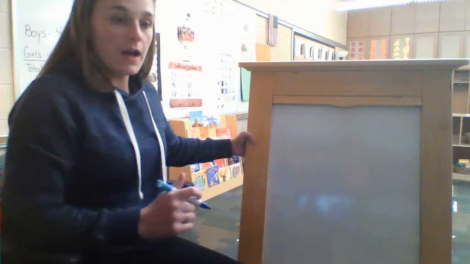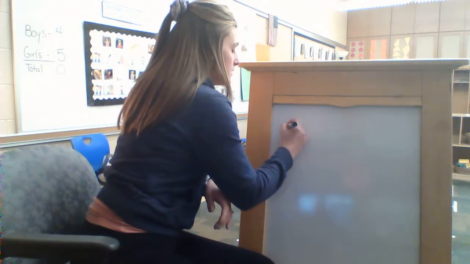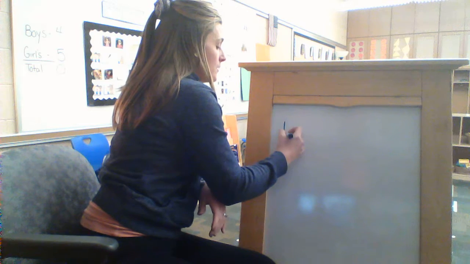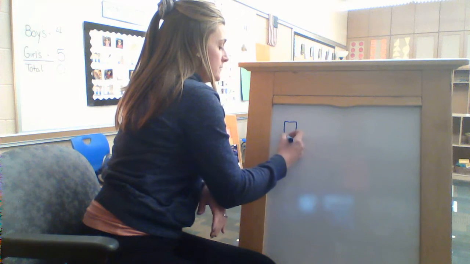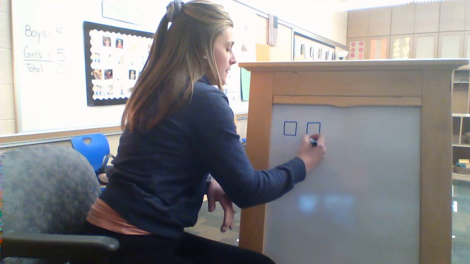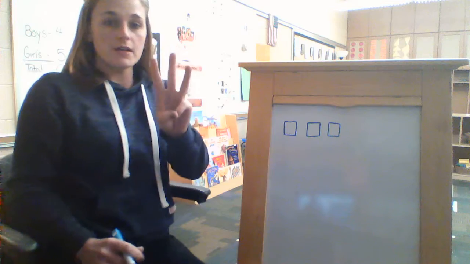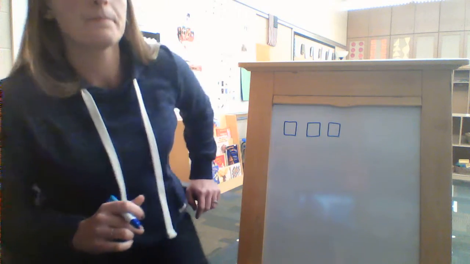All right, so on my whiteboard here, I'm going to make some squares, and I'm going to need your help to tell me how many squares I have. All right, so here I go. Count with me. 1, 2, and 3. All right, so I have 3 squares on my board.